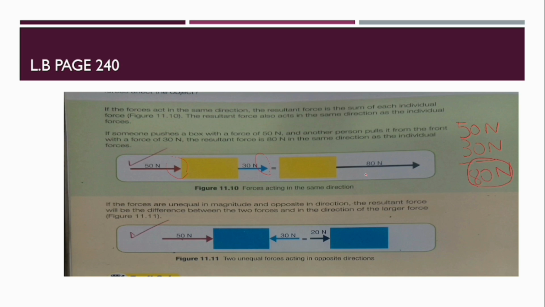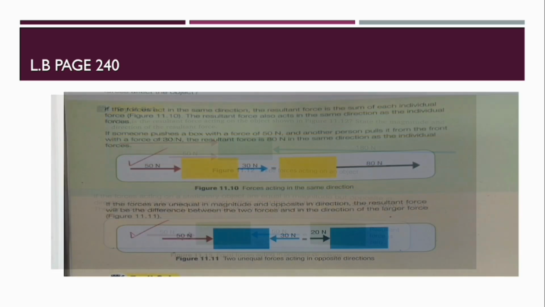So 80 Newton is the resultant of this force, and this is the magnitude, and the direction of the resultant force will be the same as the direction of the larger force. So its direction will be in this way.